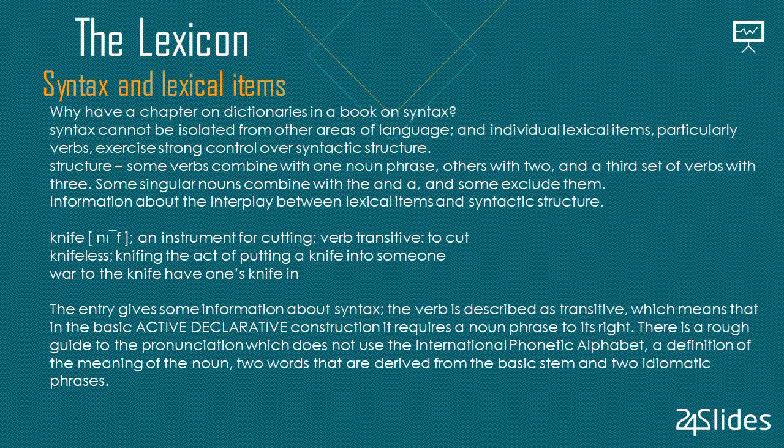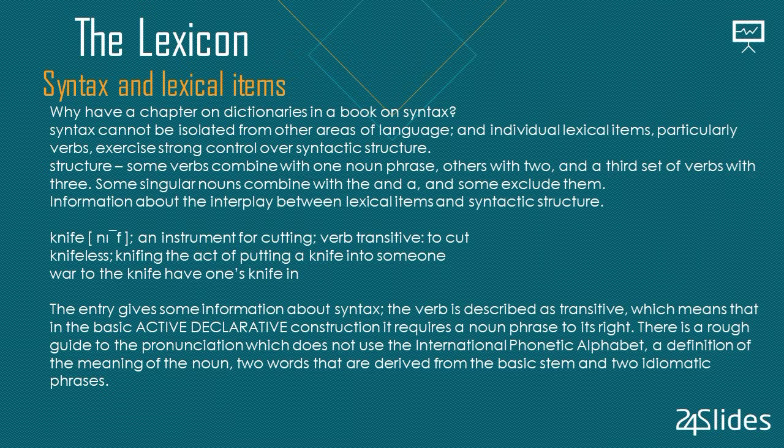Next, the lexicon. Syntax and the lexical item. Why have a chapter on dictionaries in a book on syntax? Syntax cannot be isolated from other areas of language. An individual lexical item, particularly a verb, exercises strong control over syntactic structure. Some verbs combine with one noun phrase, others with two, and a third set of verbs with three. Some singular nouns combine with the and some exclude it. Dictionaries hold information about the interplay between lexical item and syntactic structure.